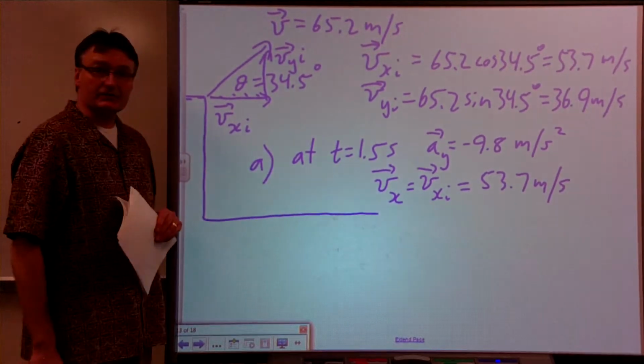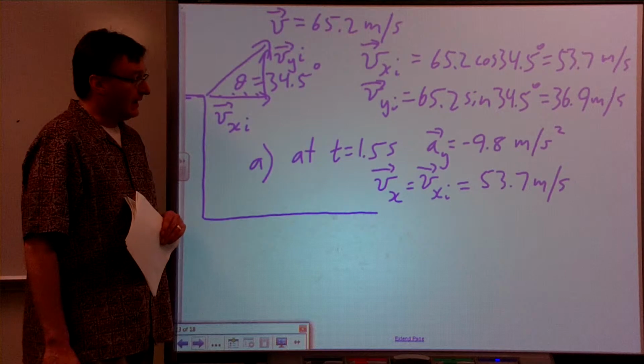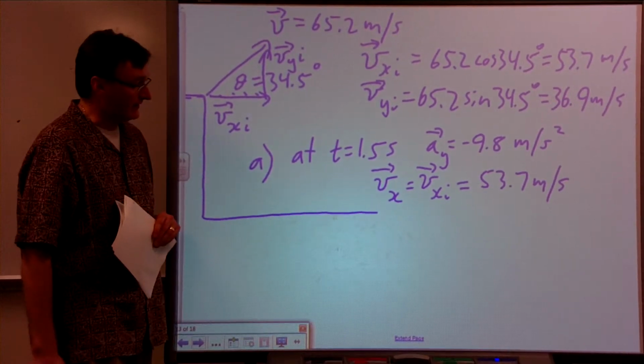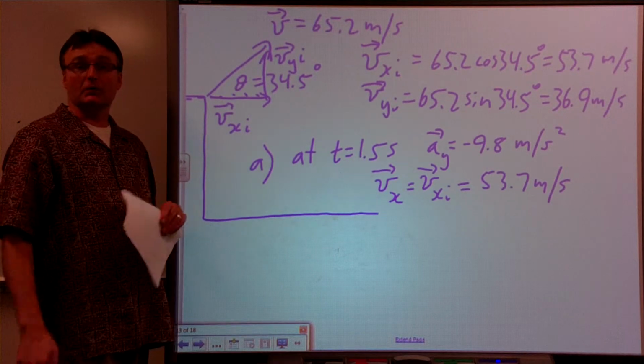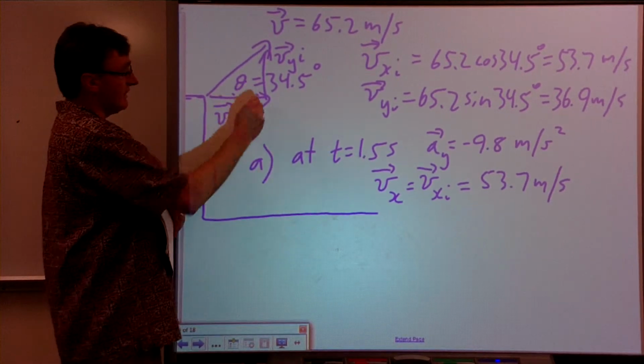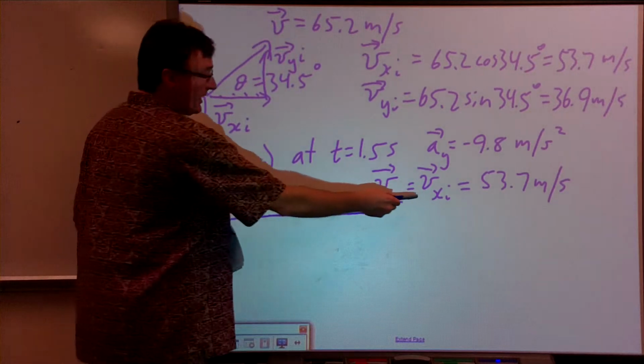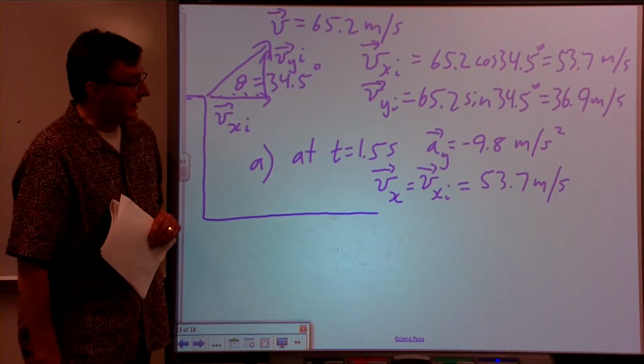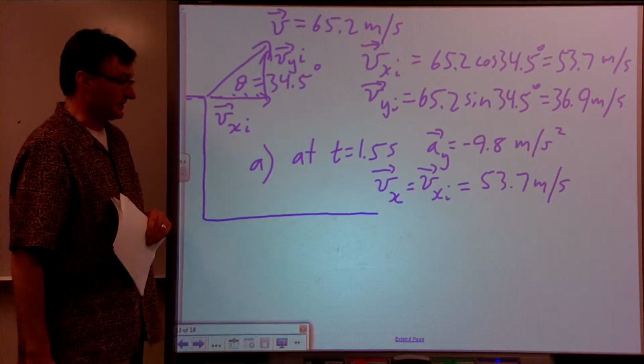The velocity in the x direction is not going to change. And so it doesn't matter what time you're looking at the velocity in the x direction. It will always be the initial velocity. So the initial velocity in the x direction we already calculated was 53.7 meters per second. So that was pretty simple.